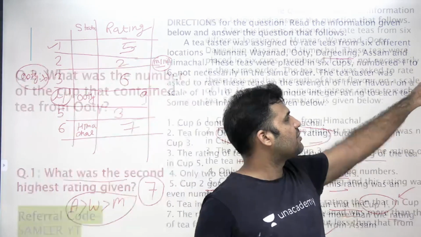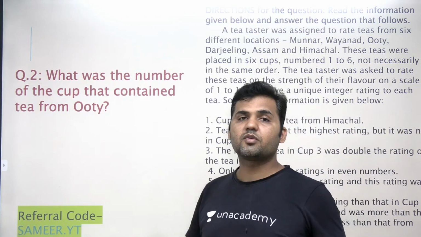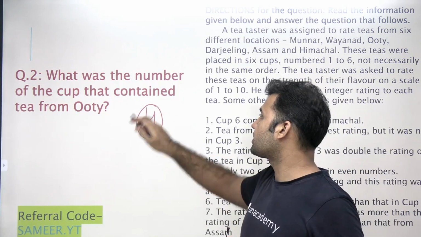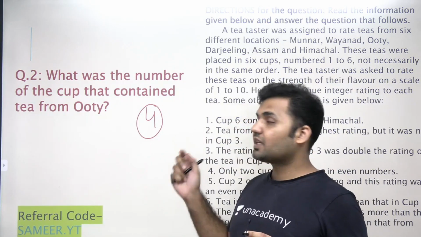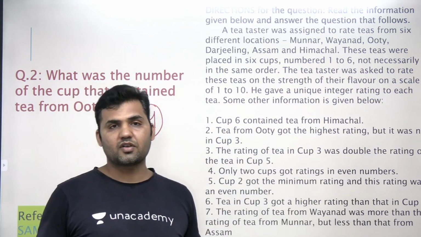So 2 questions can be answered without using the information of states. So we don't need that information to answer the first 2 questions. Now these are the 2 questions of this set. Question number 3 and question number 4 will be discussed in the next part of the video.